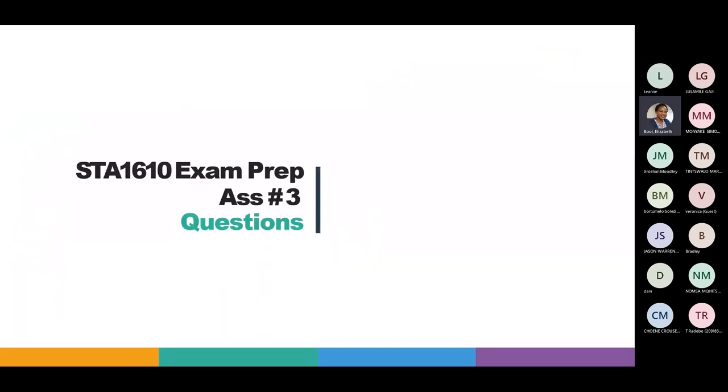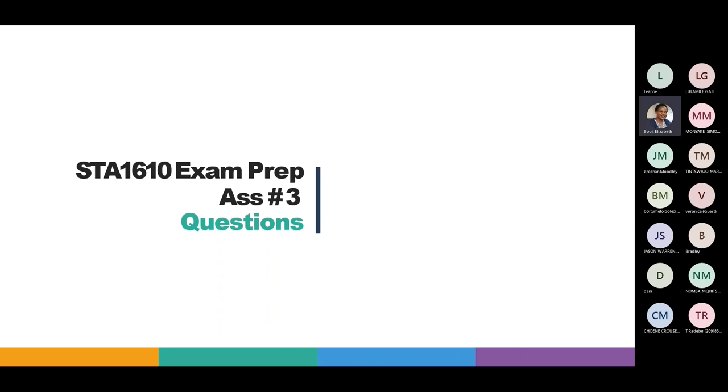We're going to look at the questions related to study unit 6 and 7. Study unit 6 was the normal distribution, and study unit 7 is your sampling distribution. In terms of both of these study units, always remember you need to know the properties of normal distributions.